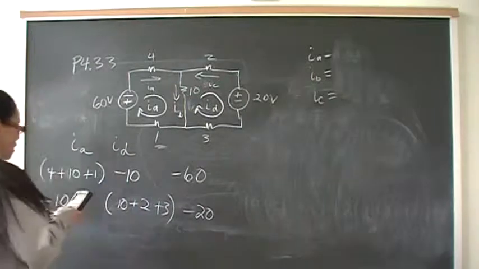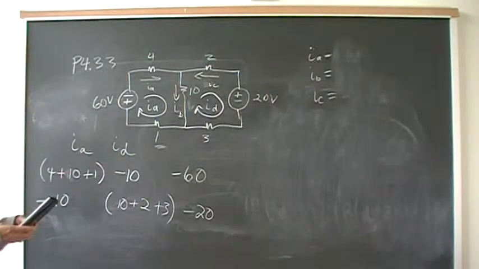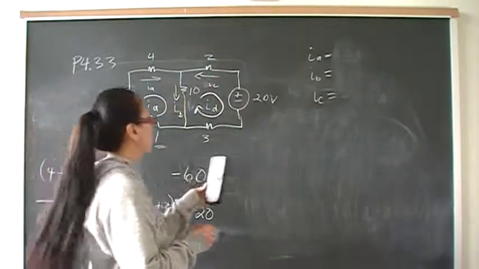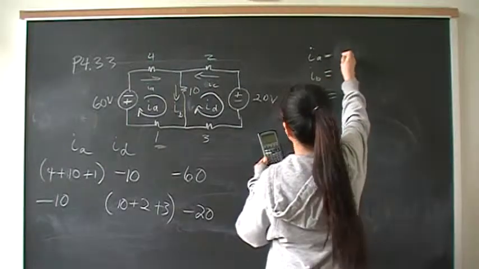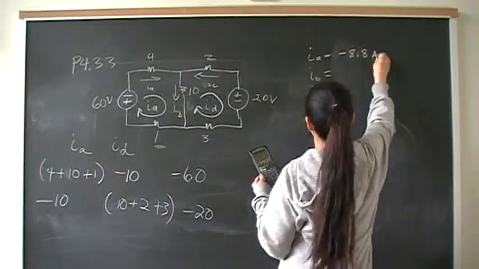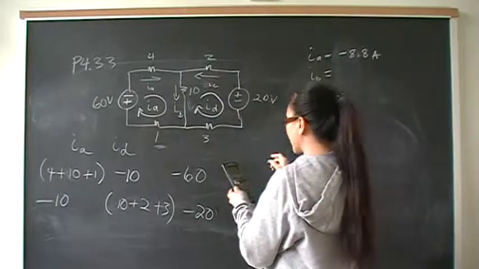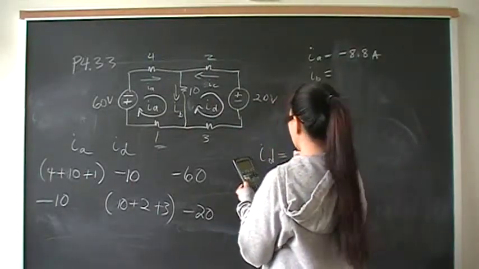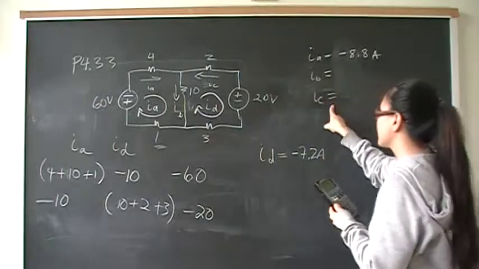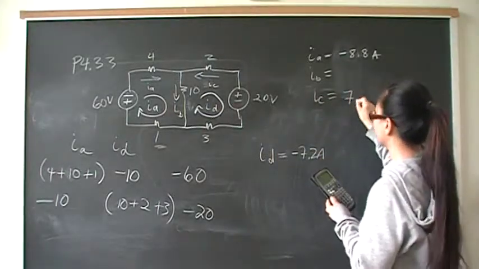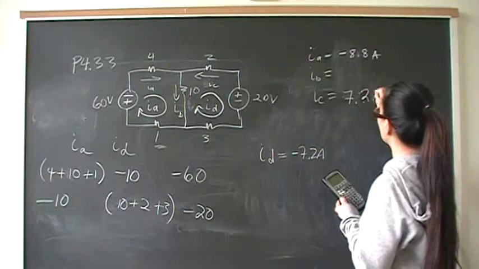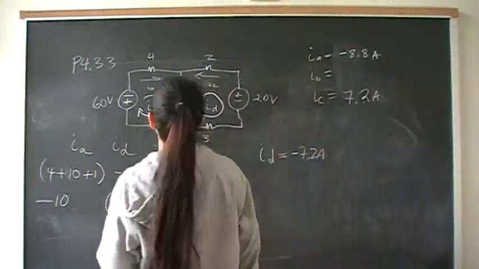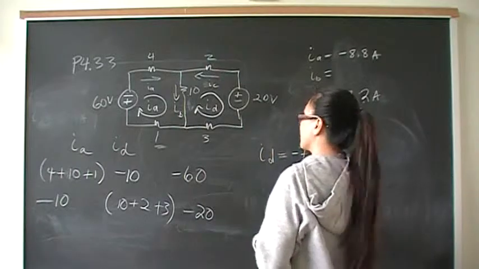So let's go back to my matrix. And so I'm going to go to my table, and I'm just going to make negative 60. And that tells me now, with that polarity change, IA is negative 8.8 amps. ID is negative 7.2 amps. And IC is just negative ID, so that makes that positive 7.2 amps.